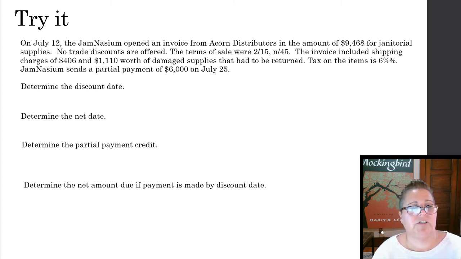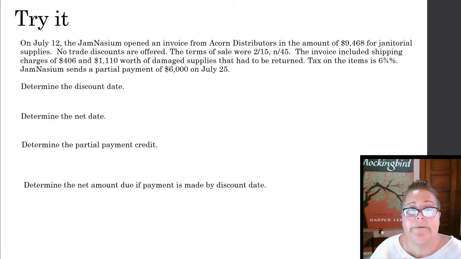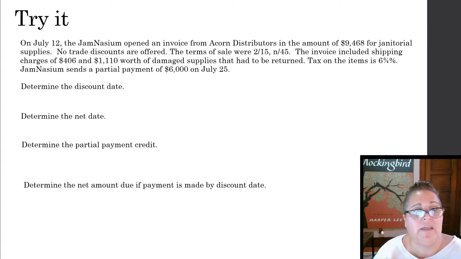Invoice included the shipping charges of $406. That means they're already in that $9,468 total. $1,110 worth of damaged supplies is still in that $9,468 total. Tax on the items is 6 3/4%. It is not included because it does not say tax is included at. It says tax on the items is. So I'm going to assume it has not been included. Gymnasium sends a partial payment of $6,000 on July 25th. All right, so we need to determine, are they even eligible for that partial payment or is it too late?